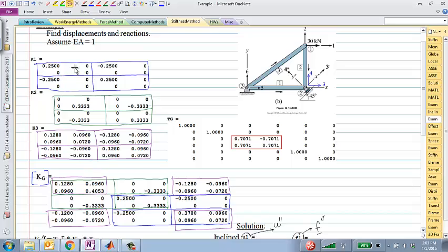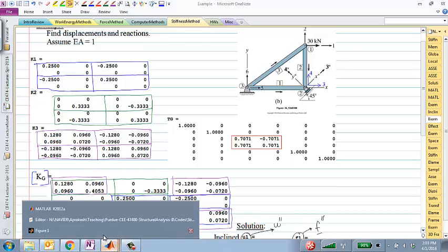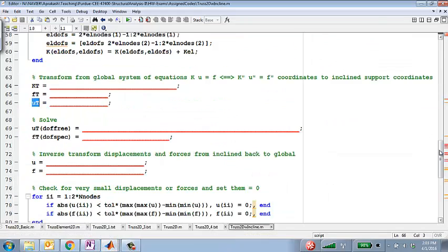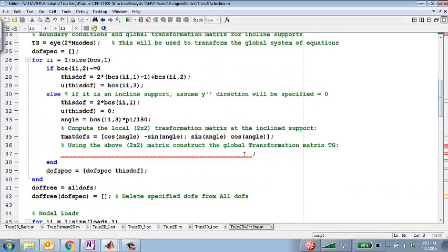Question, Nate? Is the TG matrix being hard-coded in with those sine cosine values? No, it's not, because that's what you need to create. So depending upon the angle of the inclined support and the location of the inclined support, this part of the code actually finds out which degree of freedom it is, and then finds the angle based on, first of all, converting degrees to radians, pi over 180, and then calculates the cosine and minus sine and sine and cosine.